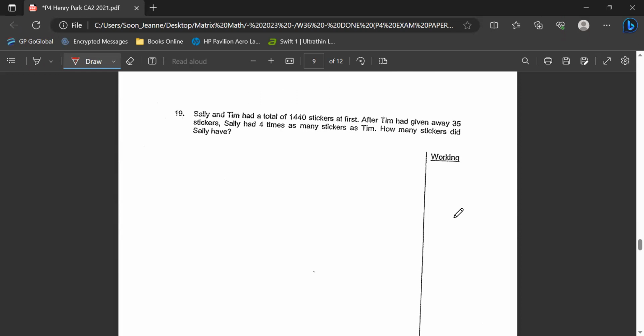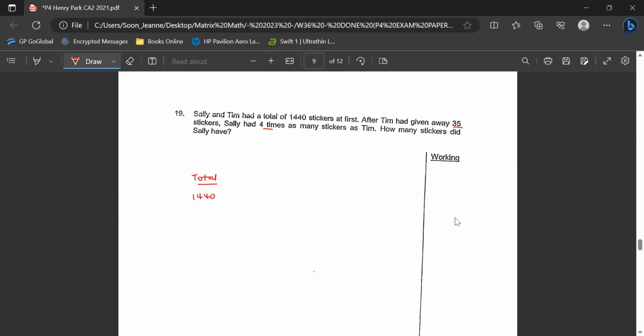Sally and Tim have a total of 1,440 stickers at first. After Tim had given away 35 stickers, Sally had 4 times as many stickers as Tim. How many stickers did Sally have? So what we're going to do is, we know the total number of stickers these two people have, which is a total of 1440.